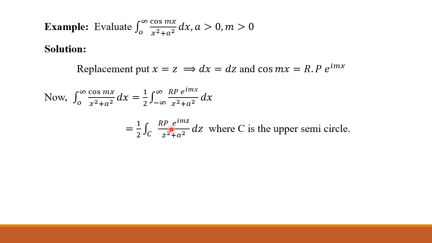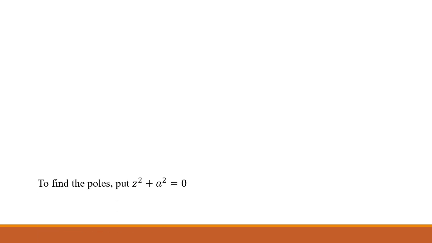So we get 1/2 into integral over C real part of e^(imz)/(z^2 + a^2) dz, where C is the upper semicircle. This may be written as real part divided by 2 integral over C f(z) dz, where f(z) equals the integrand, that is e^(imz)/(z^2 + a^2). Now we want to find the value of this integral.